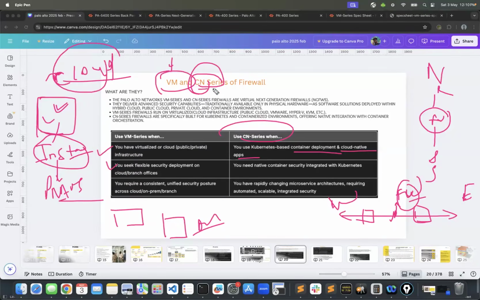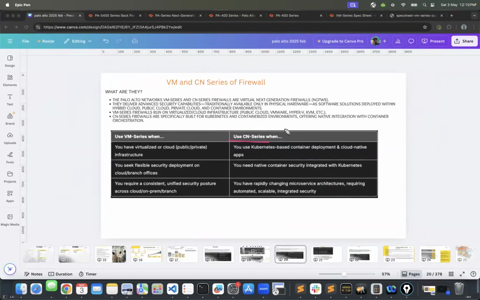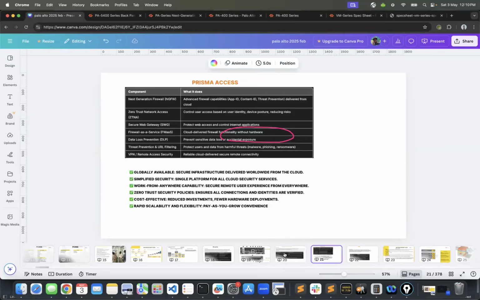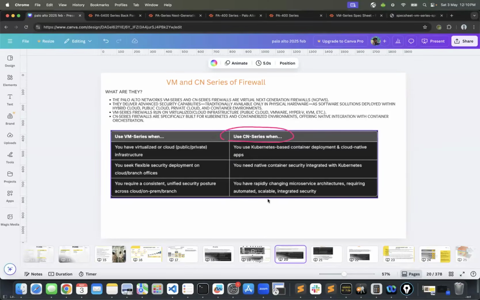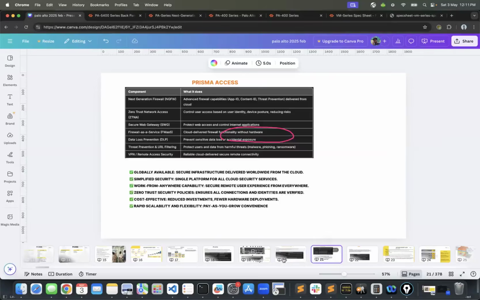But CN series firewall is not that full-functionality firewall. You have to use an API. A complete segment is there for the CN series. I think we're not going to touch this part, just for understanding. These are firewalls used by the Kubernetes and DevOps teams. CN series. I haven't used it, but it's the CN series.